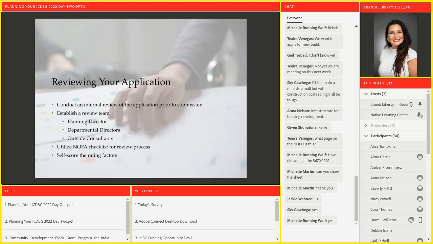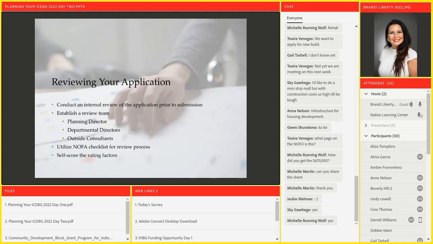And then you want to self-score the rating factors. You want to go through each of those rating factors and determine that you have hit all of the bullet points in the maximum scoring sections that HUD has asked you to provide information for. Self-scoring your application is a good way to give you an idea of where you are in the process. And definitely be conservative as far as doing that as well.